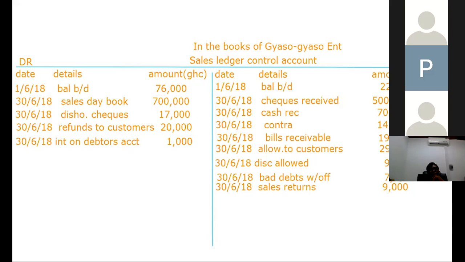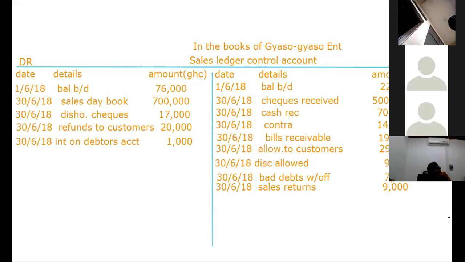Is that not the double entry? Okay, do you get it? Please, madam. Yes, madam. If the debtors are receiving, isn't it reducing their indebtedness? Yeah. And so it will be credited at the sales ledger control account.